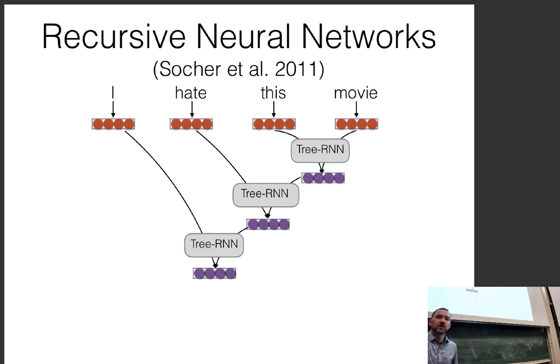So recurrent neural networks, you can also think of them as a type of recursive neural network. You can think of a recurrent neural network essentially as a recursive neural network with a right branching tree. And what I mean by this is you have, I went to the store.